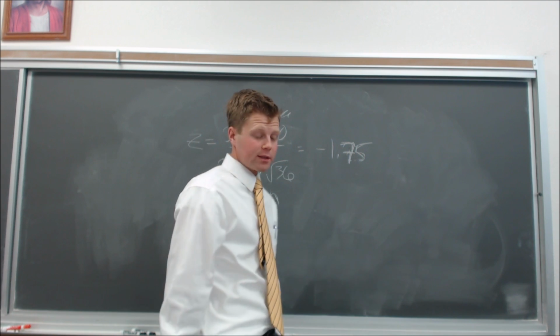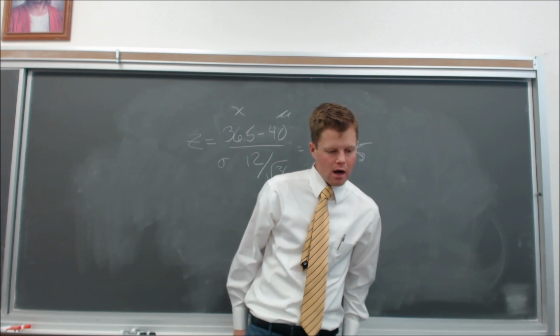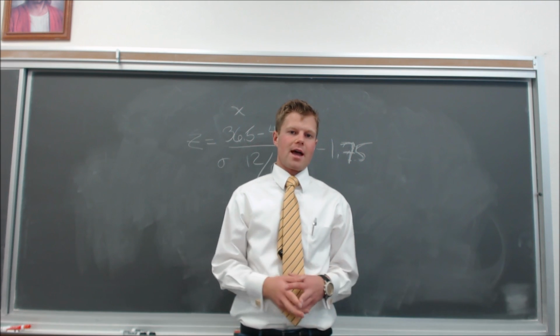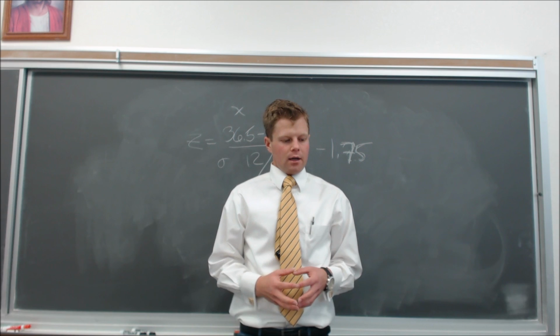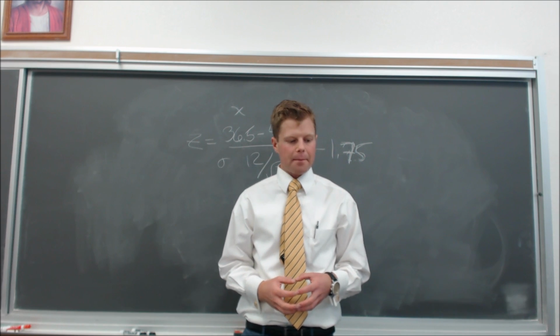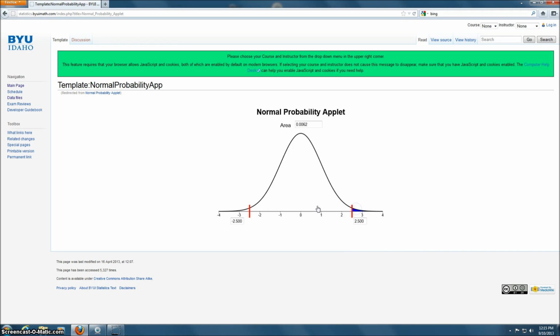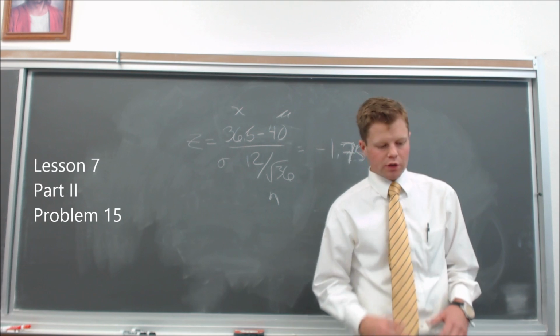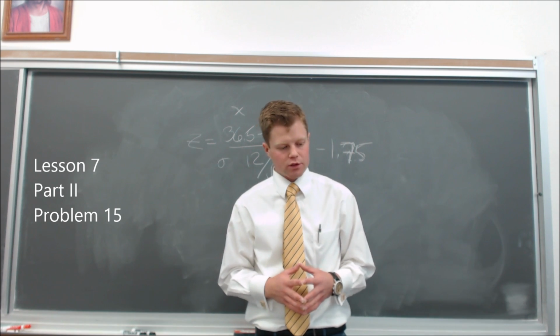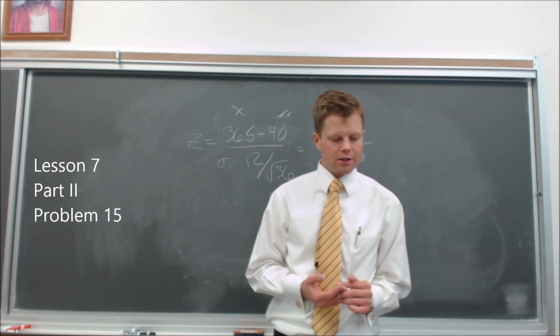Okay, 1.75, and we're wondering what is the probability that it's greater than that. So in order to find that probability, we can use the applet to find out what is above. So we're wondering what is above negative 1.75. Okay, and above is about 95.99%.